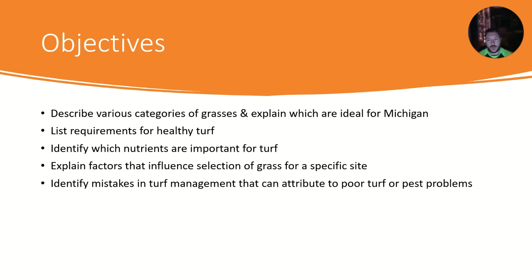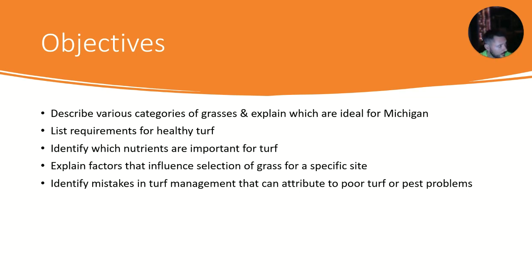We want to be able to describe various categories of grasses and explain what are ideal for Michigan. Every state is going to have ideal grass types. You guys down in the transition zone, you're going to have kind of the best of both worlds or the headaches of both worlds. You're going to have cool season and warm season. If you're down in Florida and you got nothing but warm season, then you don't want the same grass as we do here in Michigan, right?